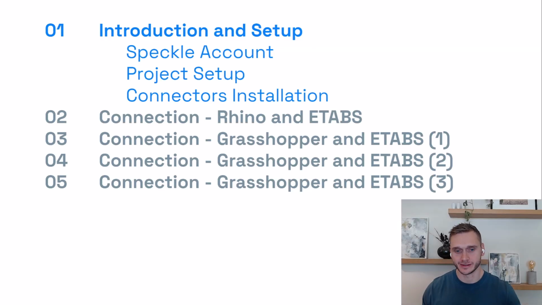But before we can start sending and receiving data, we need to go through the setup. So there are three things that we need. We need our Speckle account, we want to set up a project, and we want to get our connectors installed on our machine.